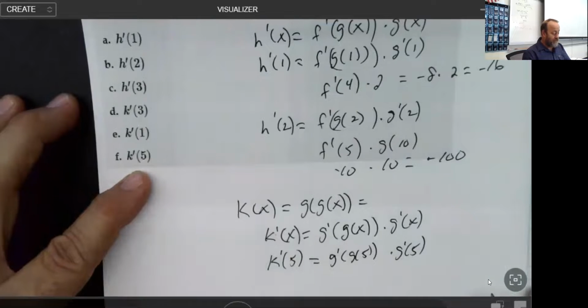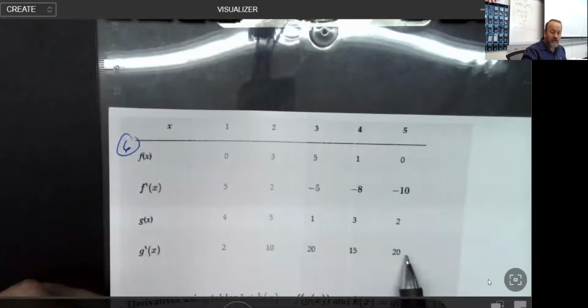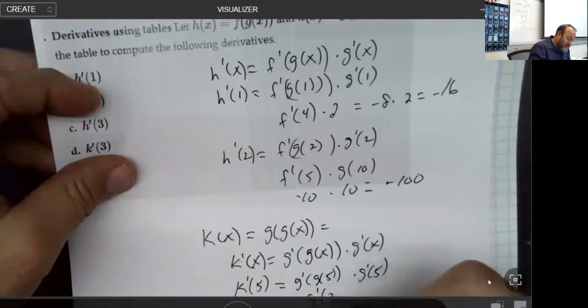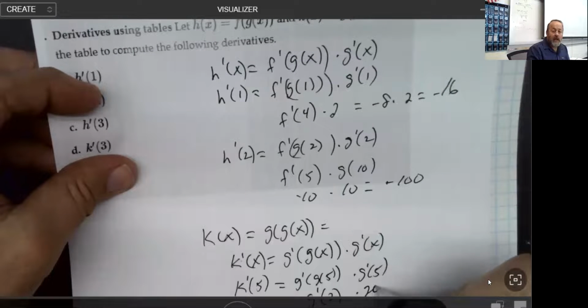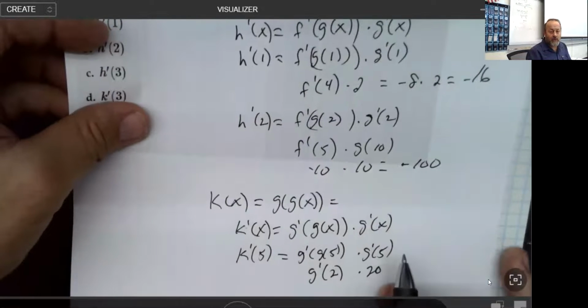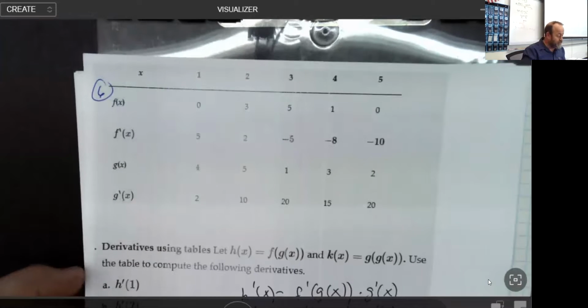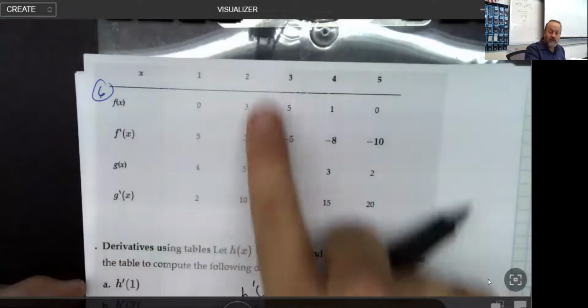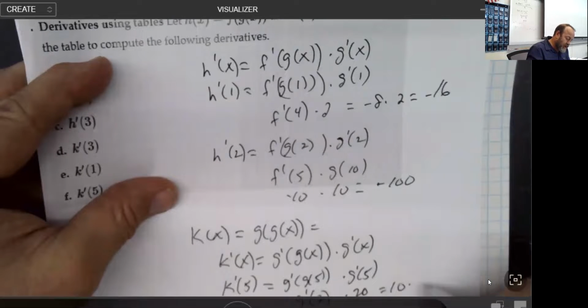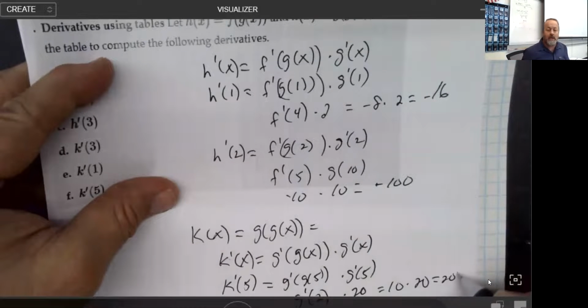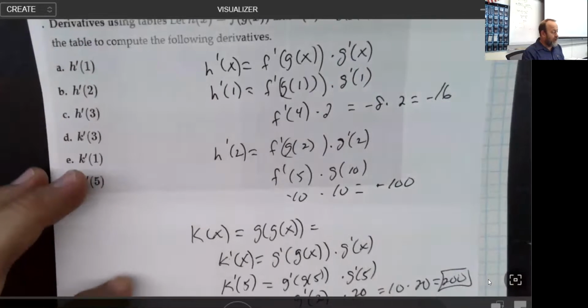So I'm going to grab everything off of the 5 line. I know that g of 5 is 2 and g prime of 5 is 20. And then just like before, I need to go up and look at what g prime of 2 is. So g prime of 2 is 10 right there, and we're good to go. So 10 times 20, we're looking at 200 would be k prime at 5.